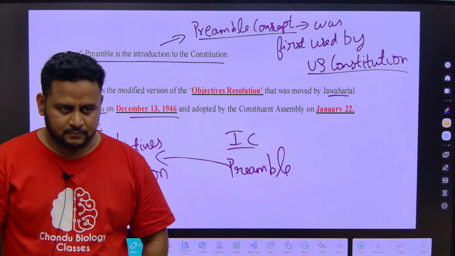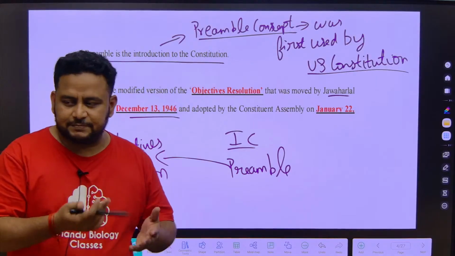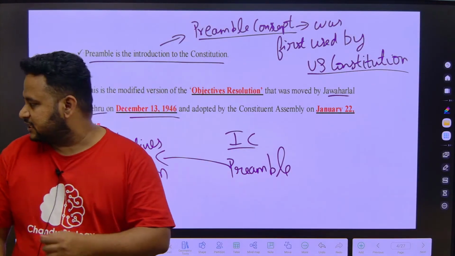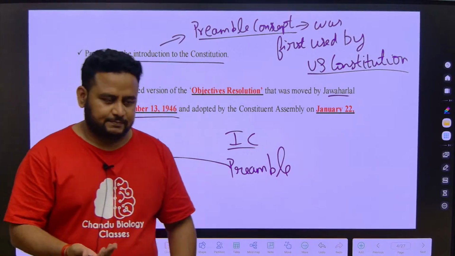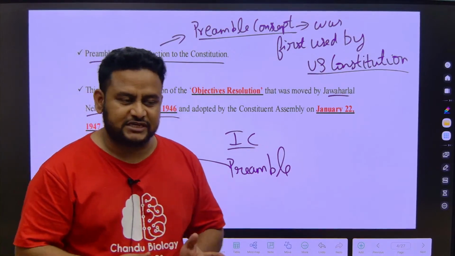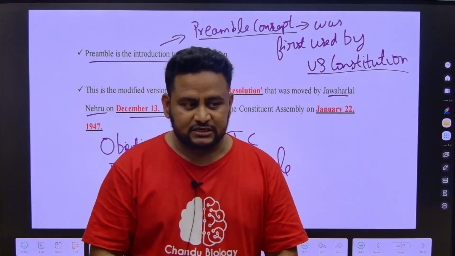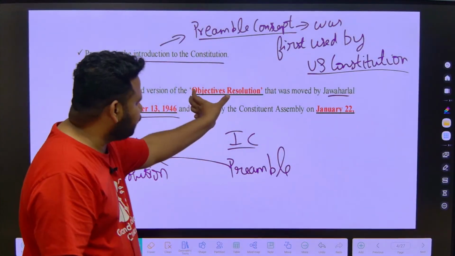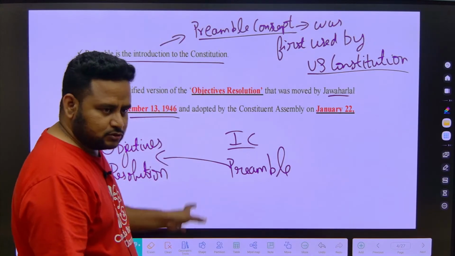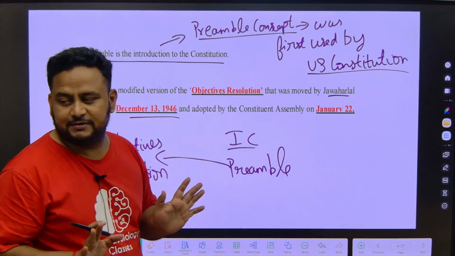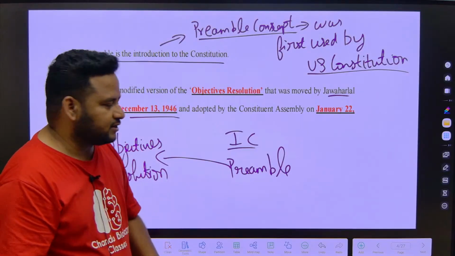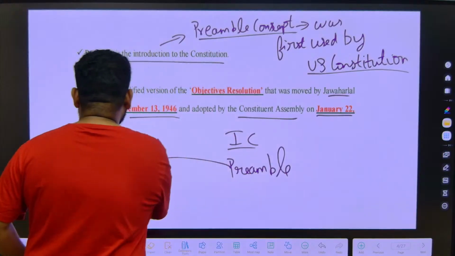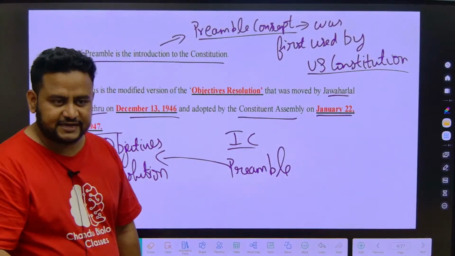Sachidananda Sinha. Then, December 11, 1946, second meeting: Dr. Rajendra Prasad was the permanent president, and the vice president was H.C. Mukherjee. Now, on December 13, 1946, Jawaharlal Nehru comes and puts forward the objectives resolution. Just because he put it forward, they won't accept it immediately. They have to go through it, and it was adopted by the Constituent Assembly on January 22nd, 1947. This is very important.